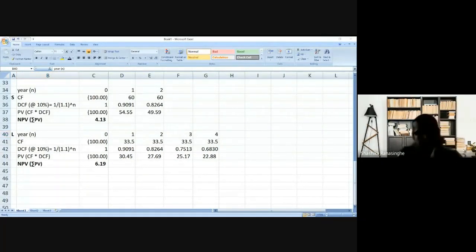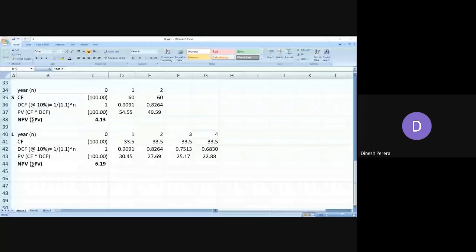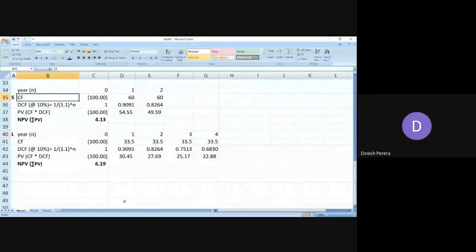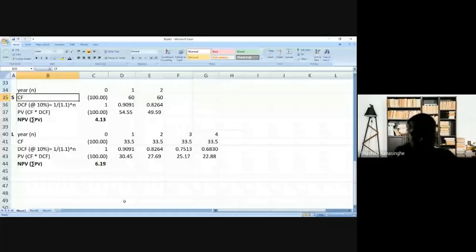Which project would you prefer? Project L. Why? Because L gives a higher net present value. Yeah.